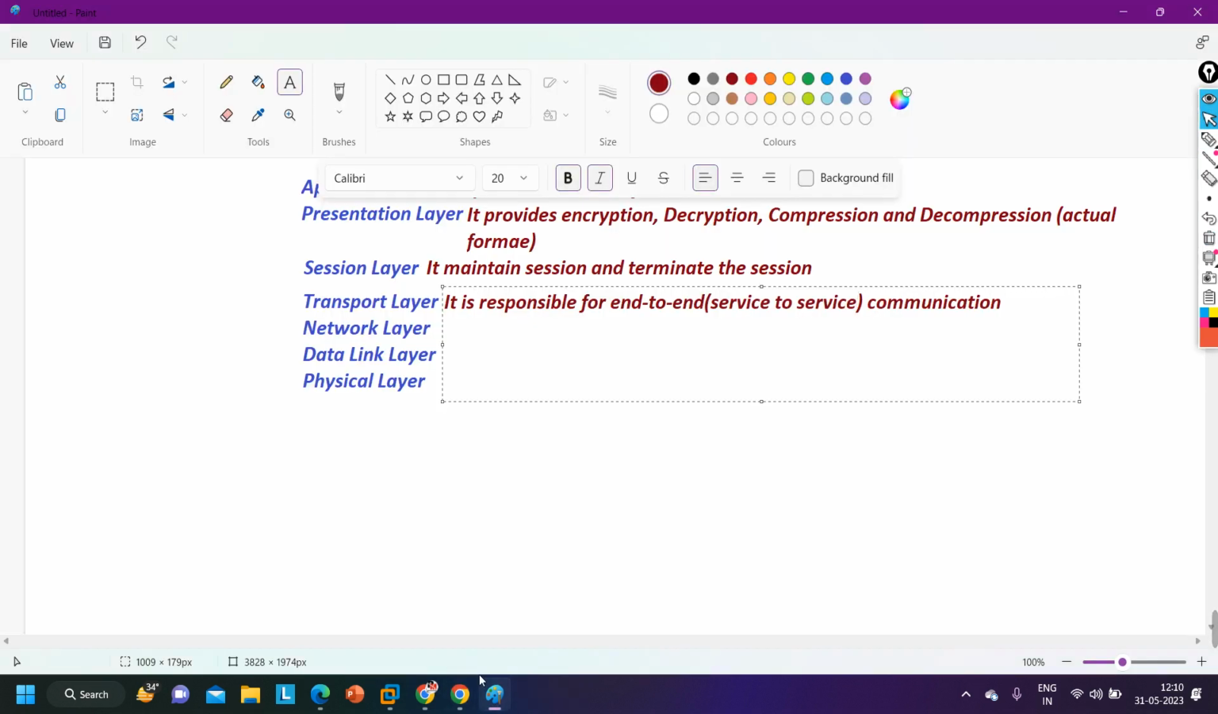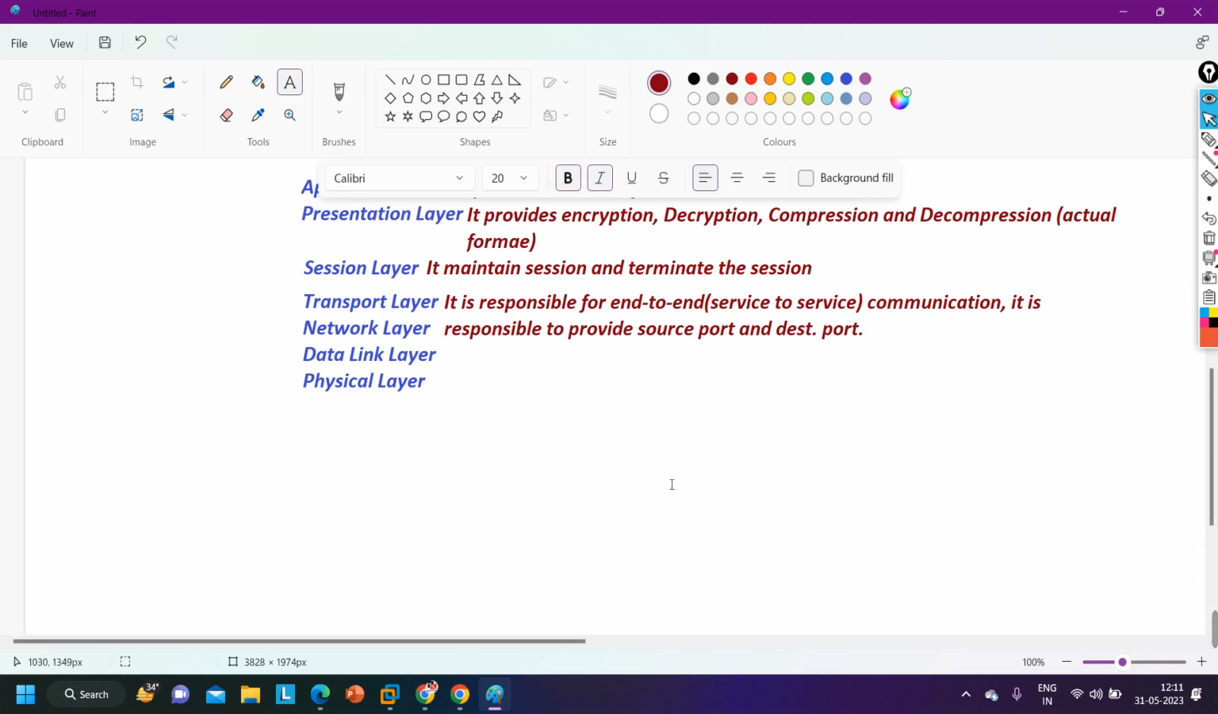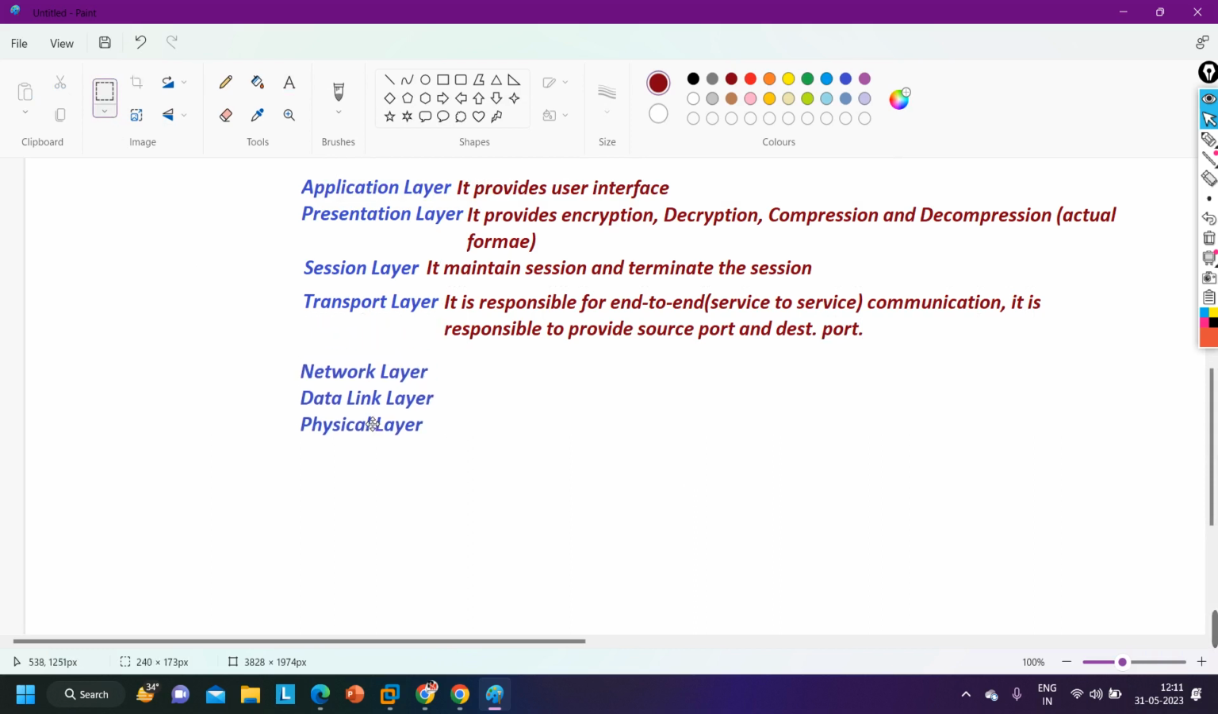Done. So what we can do over here? Here we can mention it is responsible to provide source port and destination port. We will understand source port and destination port, don't worry. What is a port number? This is one of our topics. So till here, I am just giving you an overview of the transport layer. Is it clear? Yes.